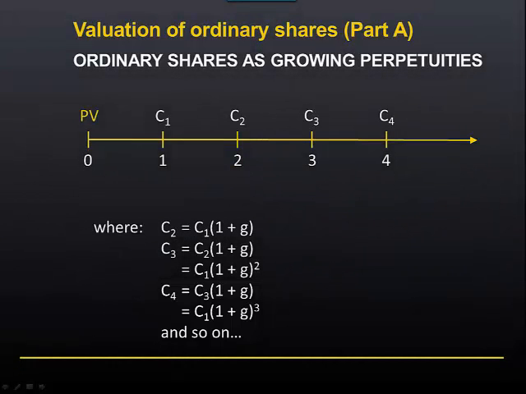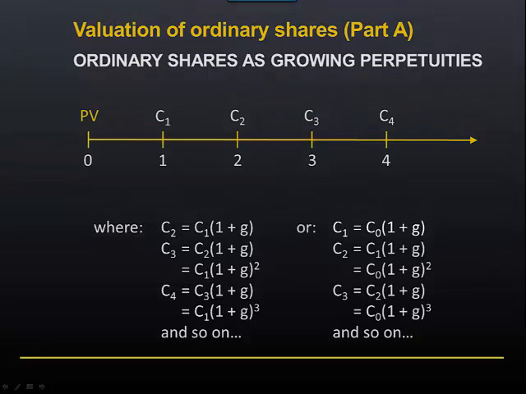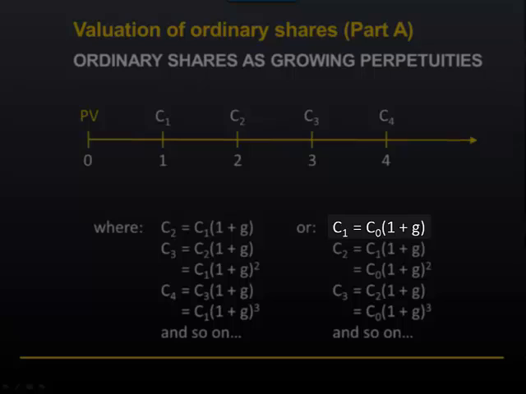Sometimes we don't necessarily know what C1 is. Sometimes we are given C0, which represents the most recent cash flow. If that's the case, then C1 will be equal to C0 times 1 plus G. C2 will be C1 times 1 plus G, or C0 times 1 plus G squared, and so on.